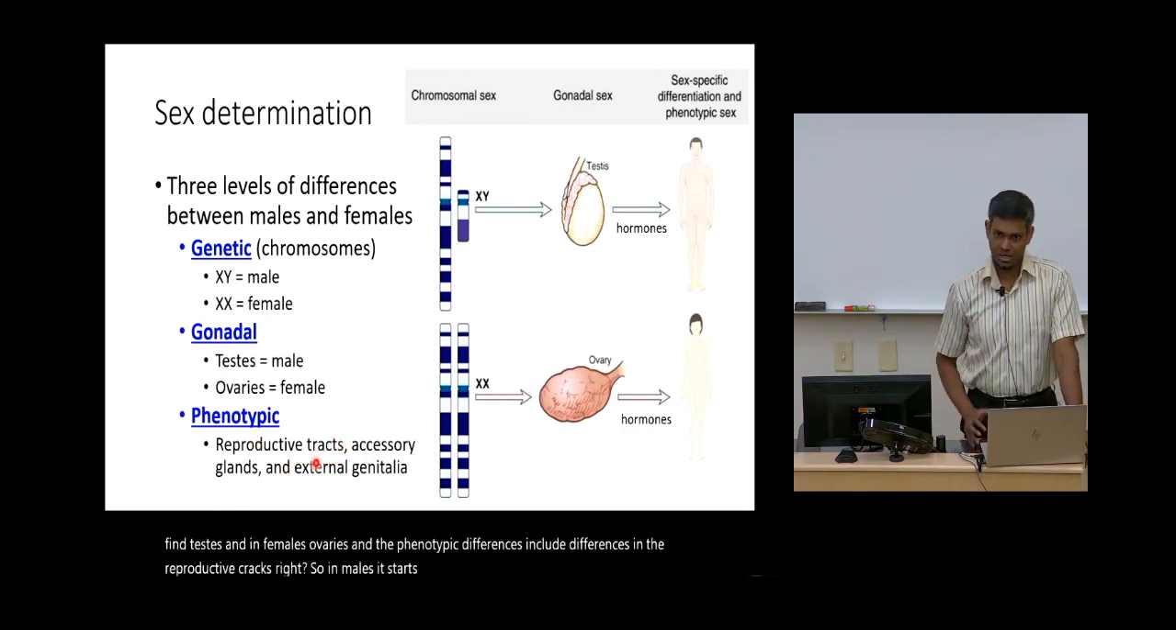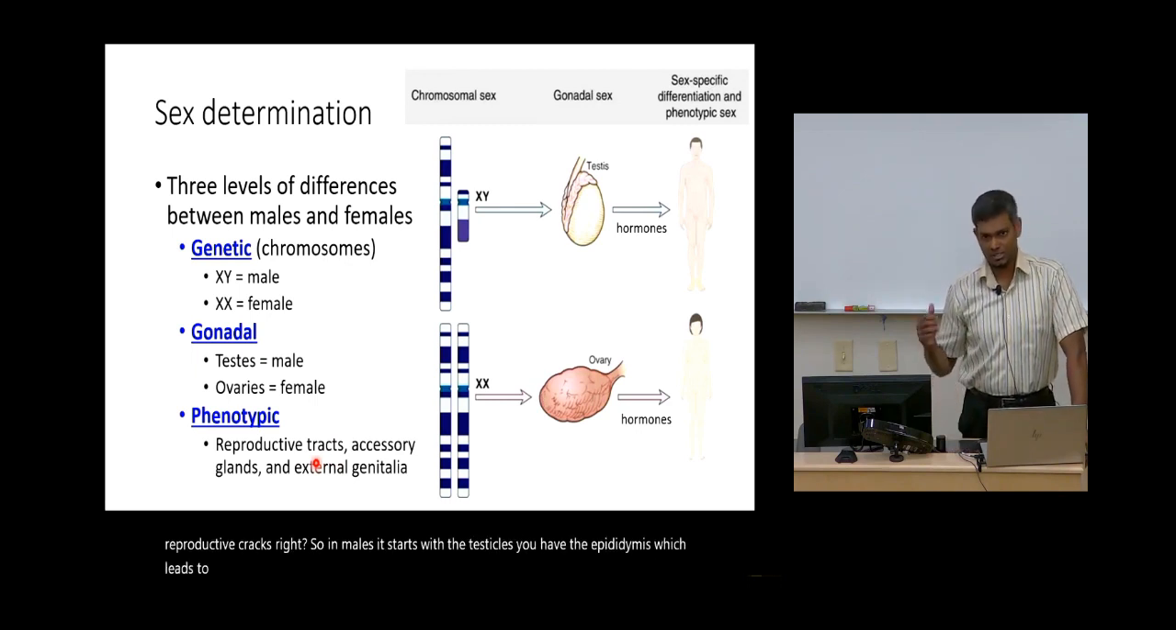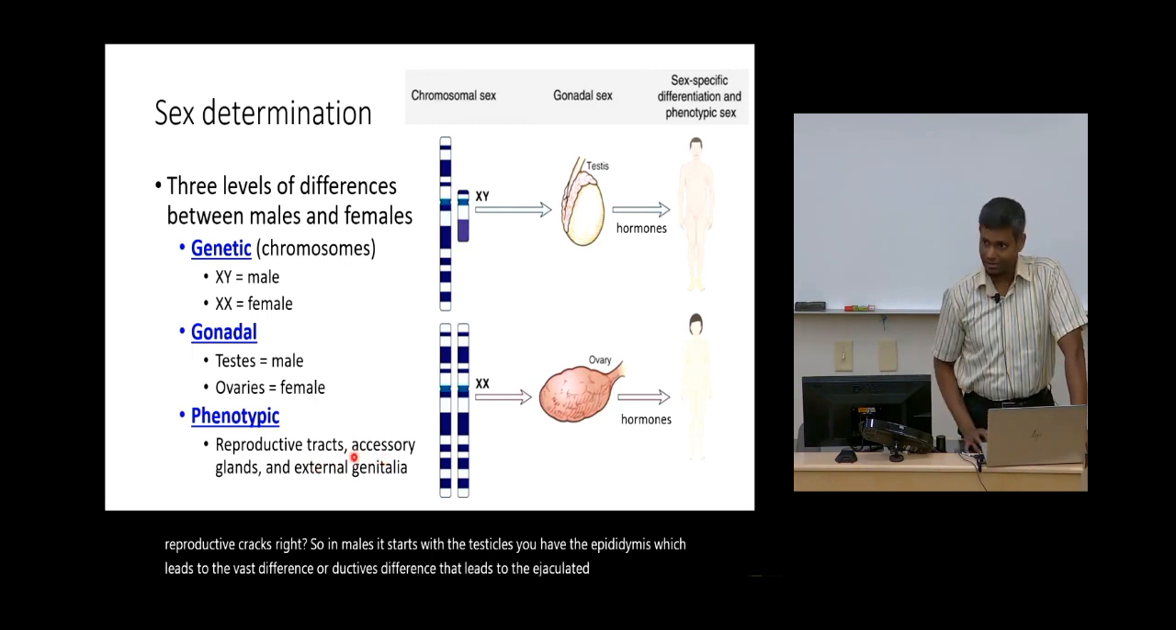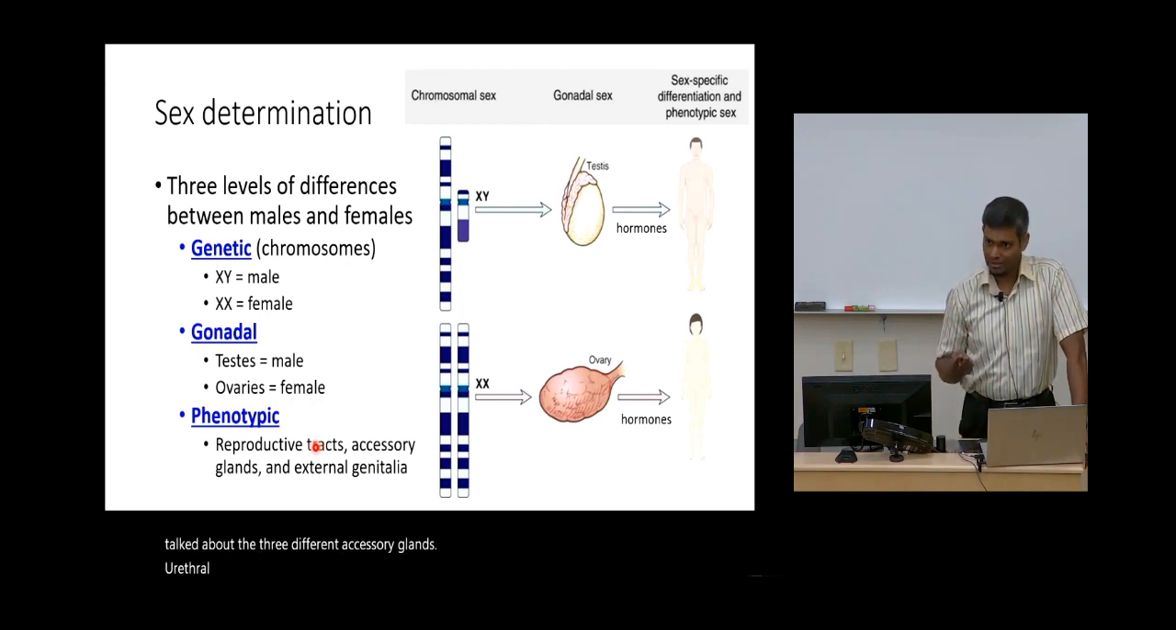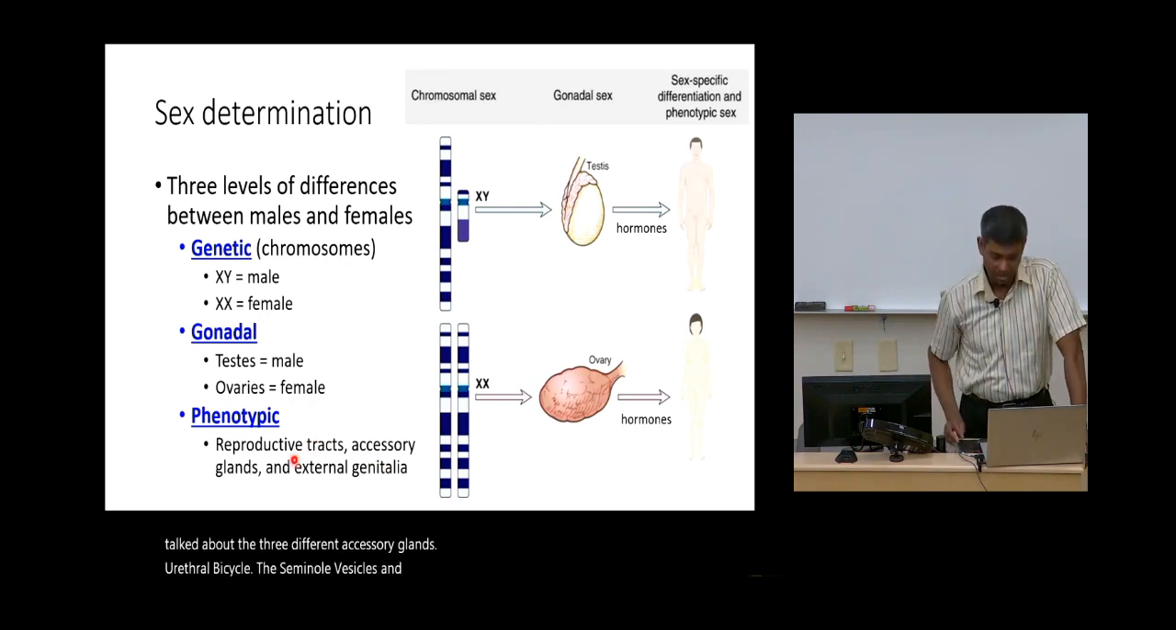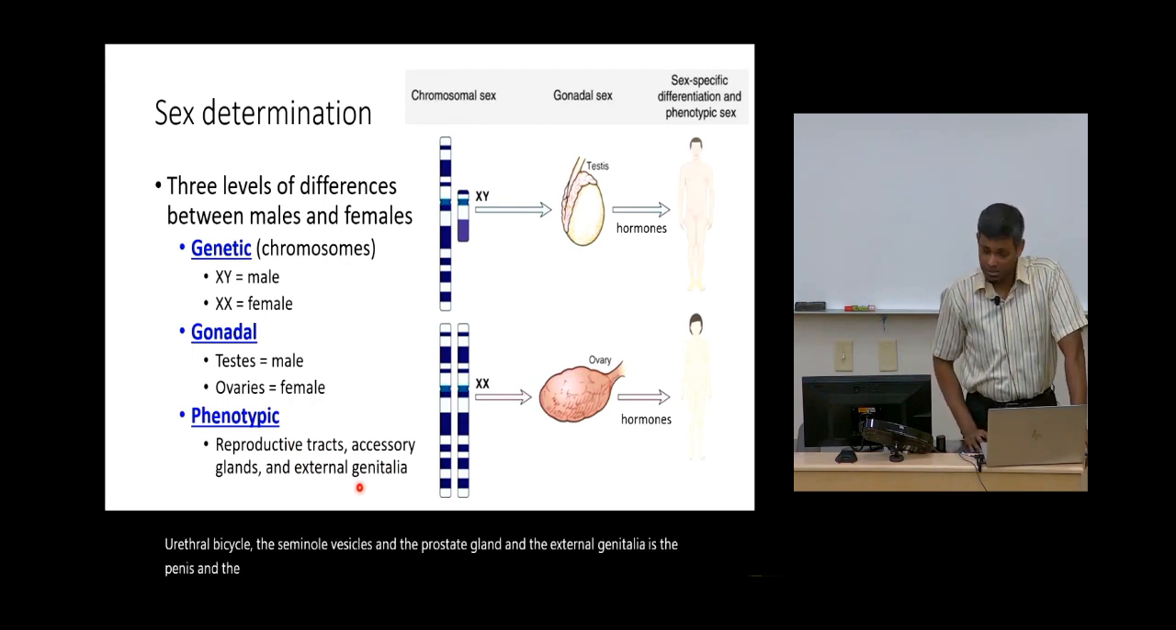In males, this starts with the testicles, where you have the epididymis, which leads to the vas deferens or ductus deferens, that leads to the ejaculatory duct. Then we talked about the 3 different accessory glands: the bulbourethral gland, the seminal vesicles, and the prostate gland. And the external genitalia is the penis and the scrotum.